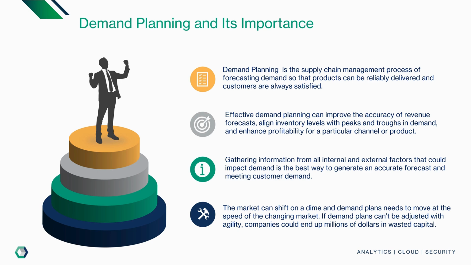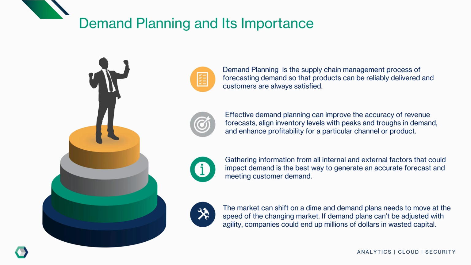Now, you might be wondering, how do we generate these accurate forecasts? The key lies in gathering information from all possible internal and external factors that could impact demand. This holistic approach considers everything from historical sales data and marketing campaigns to economic indicators and even weather patterns. But here is the crucial point. The market can shift on a dime. Consumer preferences change, new competitors emerge, global events disrupt supply chains. The variables are endless. That's why demand plans need to move at the speed of the changing market.